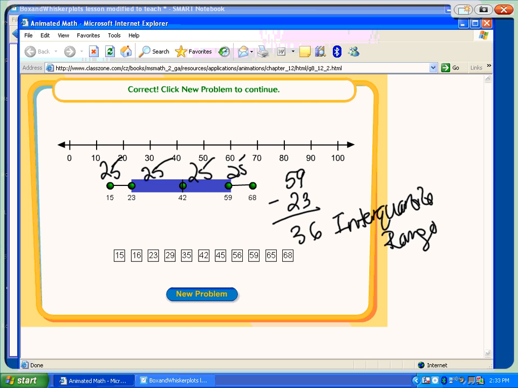70 or older would be what percent? 25. 70 or younger would be what percent? 75%. Number 4, complete this statement correctly.